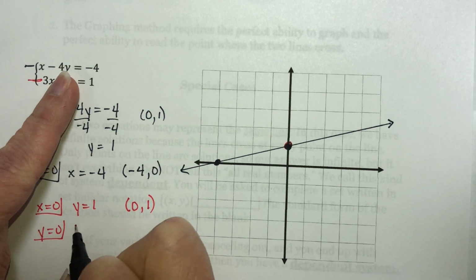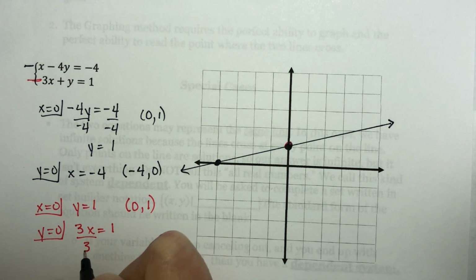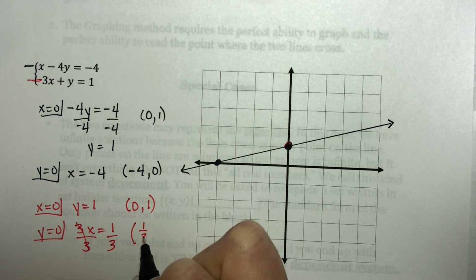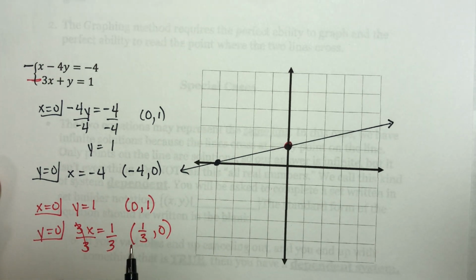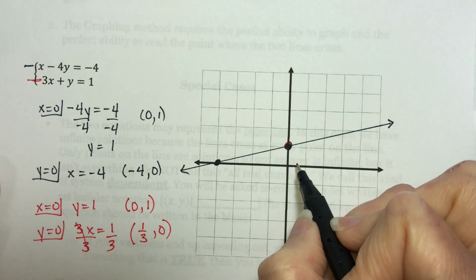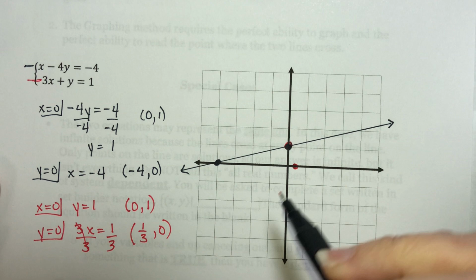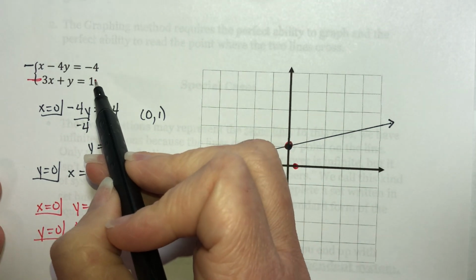That gives me 3x is equal to 1, and I could divide both sides by 3 to get 1/3, which would give me the point 1/3, 0. But if you don't like having a fraction, well, if you're okay with it, you could estimate that would be about right here, and you could draw your line. If you weren't so happy with this, you have other options here.